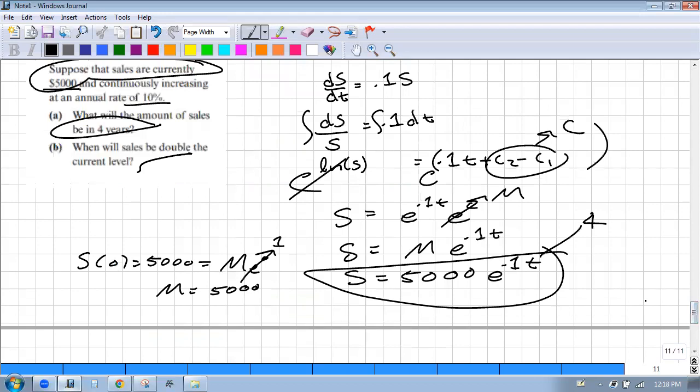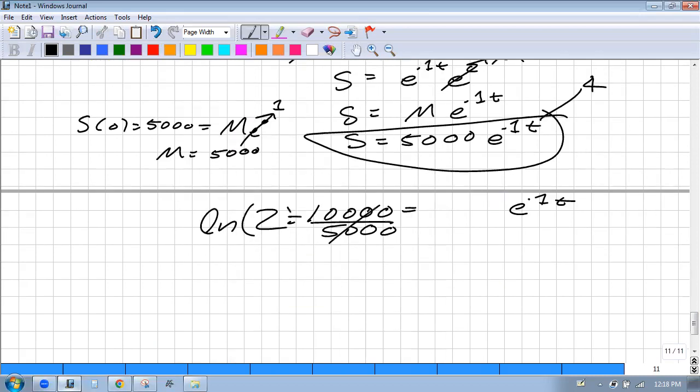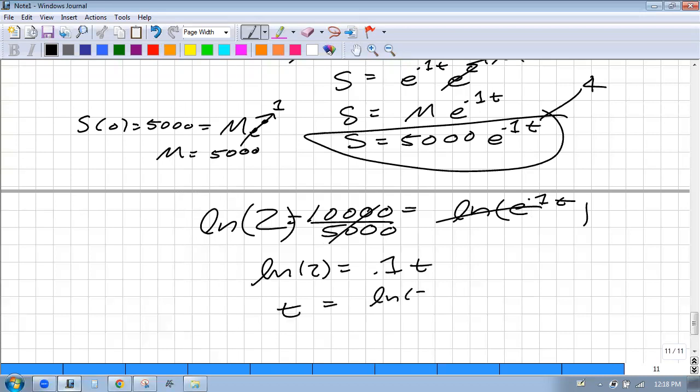When will cells double? Well, let's take the cells, replace it with 10,000, because that's double 5,000. We want to find what t is. Divide, and this is just 2. So take the natural log of both sides. Those undo one another. So we have natural log of 2 equals 0.1 t. So t is natural log of 2 divided by 0.1. Exactly, we already knew that, right? The time it takes to double is natural log of 2 divided by your rate, just like the last example, okay?